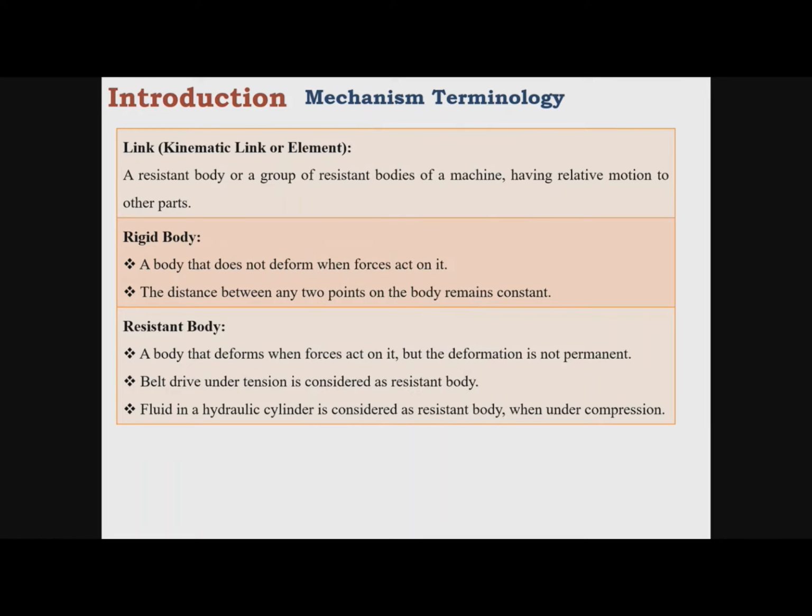A link, which is also termed as a kinematic link or element, is a resistant body or a group of resistant bodies of a machine which have relative motion with respect to one another. A rigid body is one which does not deform when forces act on it, which means if 2 points on a body are considered, even after the application of forces, the distance between these points is not going to change. Such bodies are termed as rigid bodies.